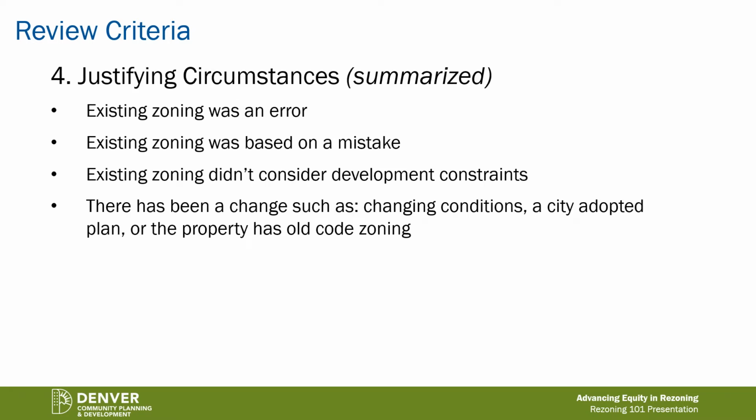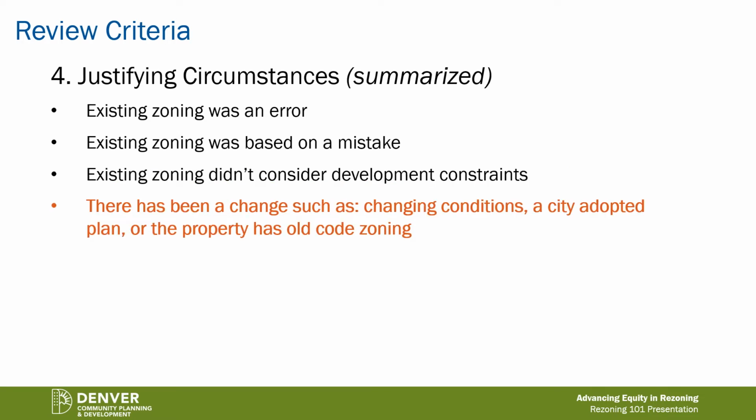The fourth criteria is called justifying circumstances. This criteria has a few different circumstances that are called out that can justify the rezoning. Only one of the circumstances needs to be met, and they are: the existing zoning of the land was the result of an error, the existing zoning of the land was based on a mistake of fact, the existing zoning of the land failed to take into account the constraints on development created by the natural characteristics of the land, such as steep slopes, floodplain, unstable soils, and inadequate drainage.